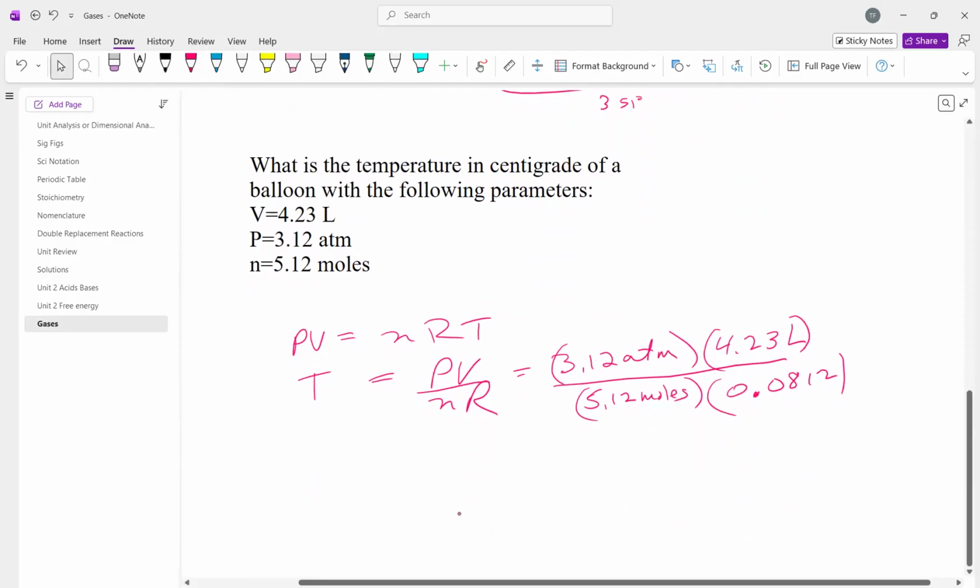Does everyone see how I came up with T equals PV over nR? Yeah. Isn't the constant 0.32? I'm sorry, say again? The constant, isn't it 0.32? Yes.